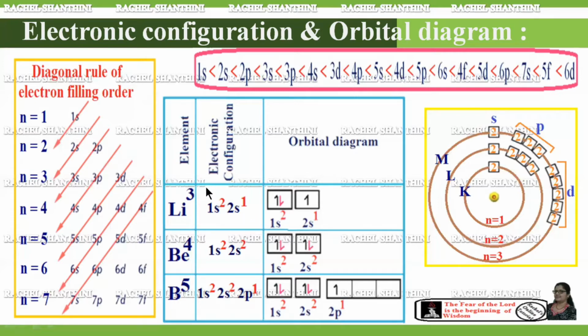Now we can write this electronic configuration in terms of orbital diagram. To represent the orbitals, first we have to draw a box. How many electrons are there?